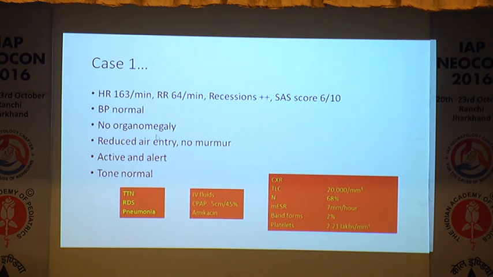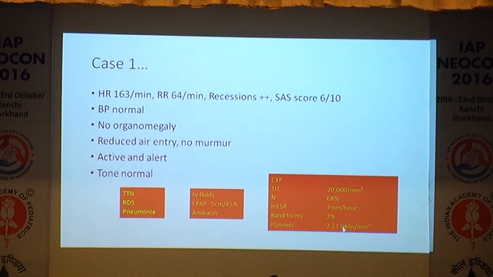Blood pressures were normal, there was no organomegaly, reduced air entry, there was no murmur, the baby was active and alert, tone was normal. The possibilities by the treating team were respiratory distress syndrome, transient tachypnea of newborn, and pneumonia. They started the baby on IV fluids, CPAP, and antibiotics. They've used amikacin as a first line here, and they sent for chest X-ray. They got some baseline investigations: total count was 20,000 per mm3, neutrophils were 68%, micro-ESR was 7 mm per hour, band cells were 2%, and platelets were 2.21.